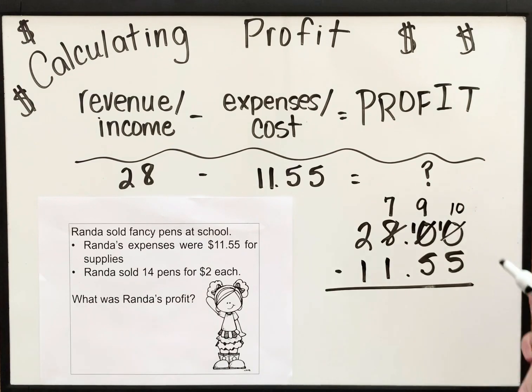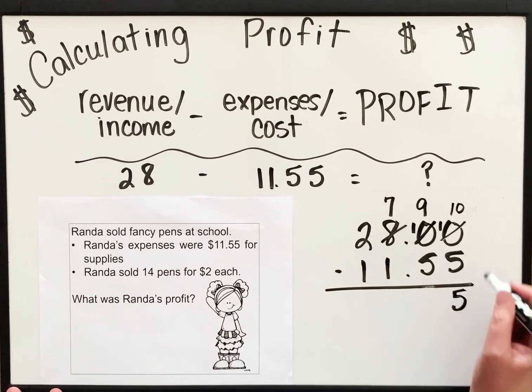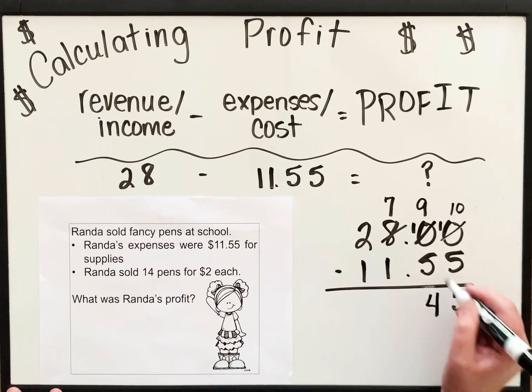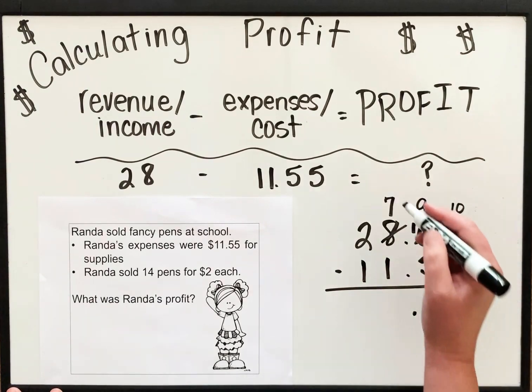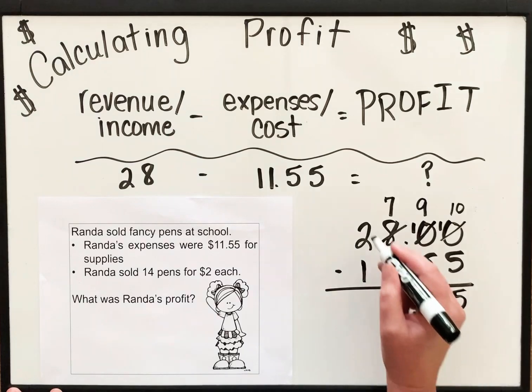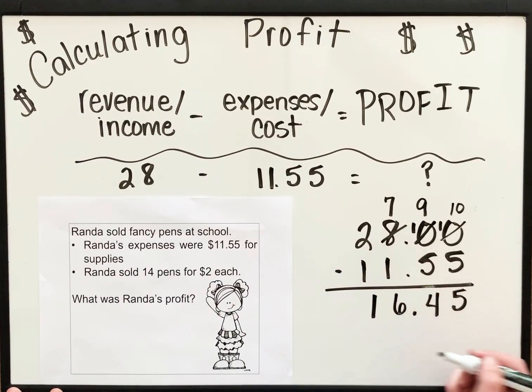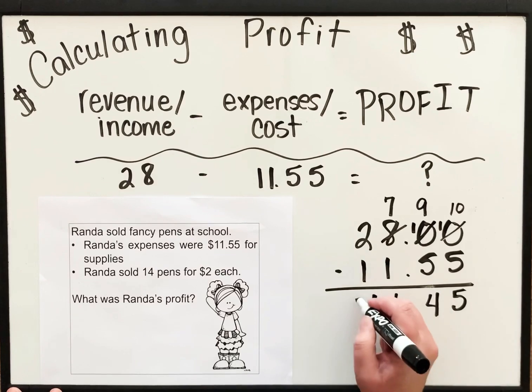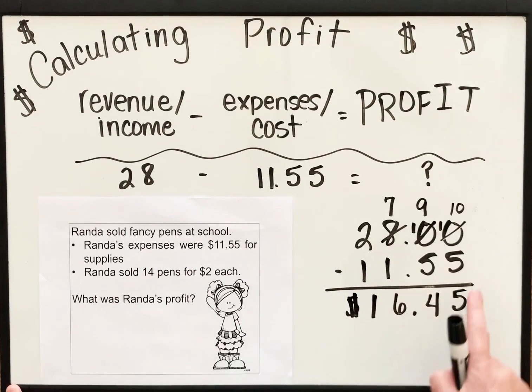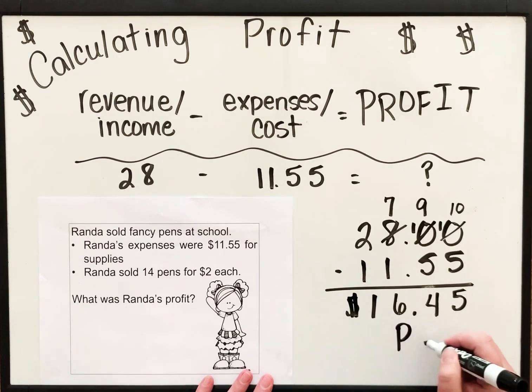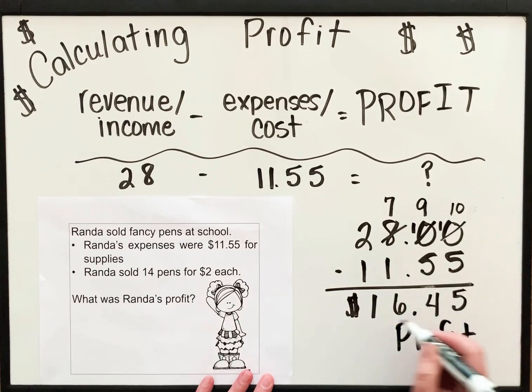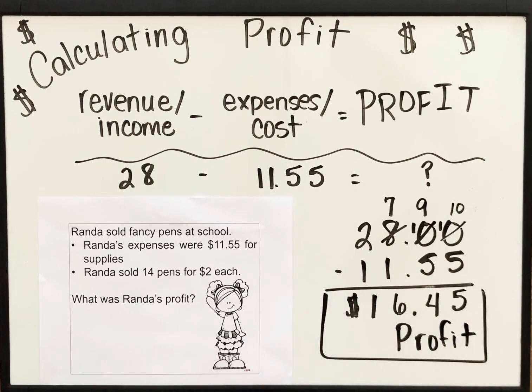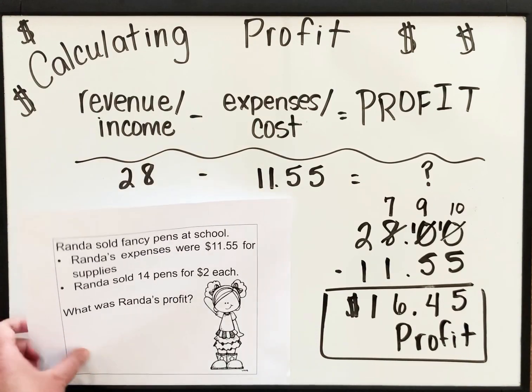So let's do the math. 10 minus 5 is 5. 9 minus 5 is 4. Drop down that decimal. 7 minus 1 is 6. And 2 minus 1 is 1. So this is the actual extra money she has after paying herself back for her expenses. So Randa's profit for making and selling fancy pens at school is $16.45.